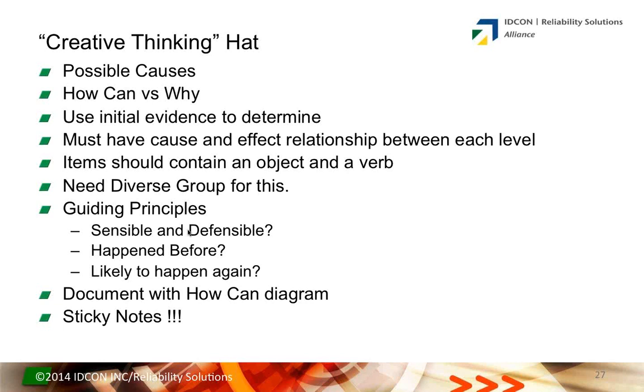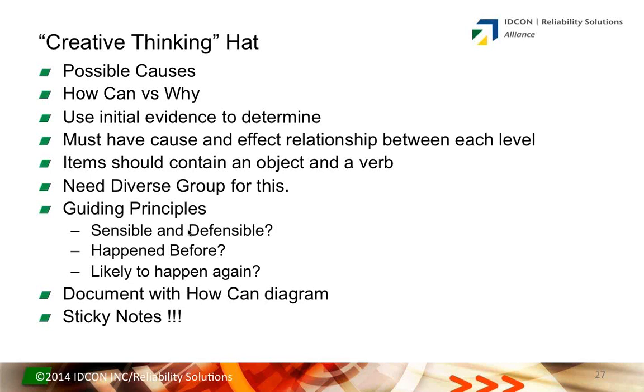It's also important between each level of our how-can diagram, and I'll show you one of those in a minute, that we have a clear cause and effect relationship between each level. The items on your list should contain an object and a verb, okay? And in a bigger, complex problem, it's useful to have a diverse group do this activity. It can be done alone, but it's a lot better with a diverse group.